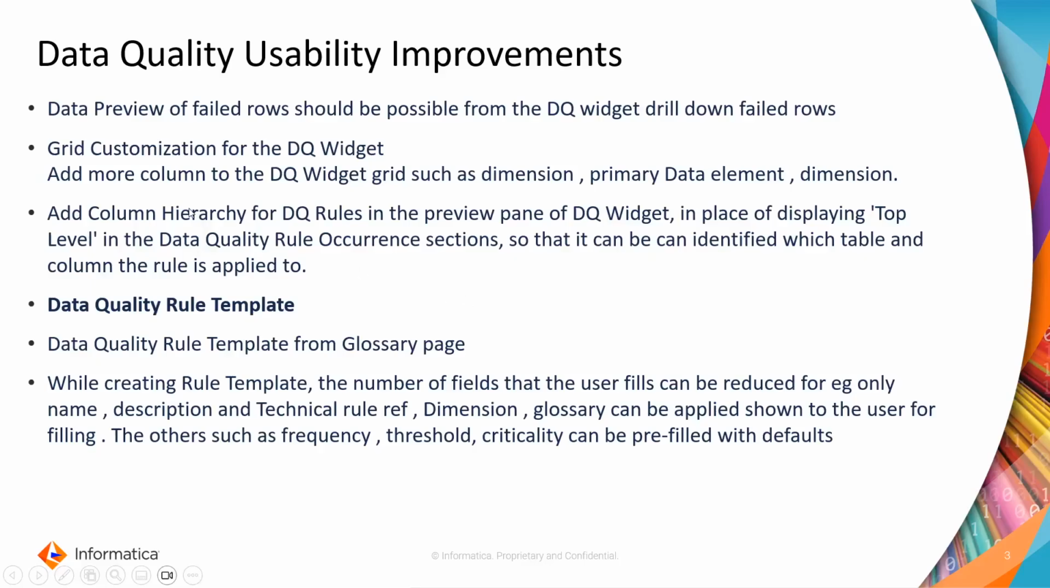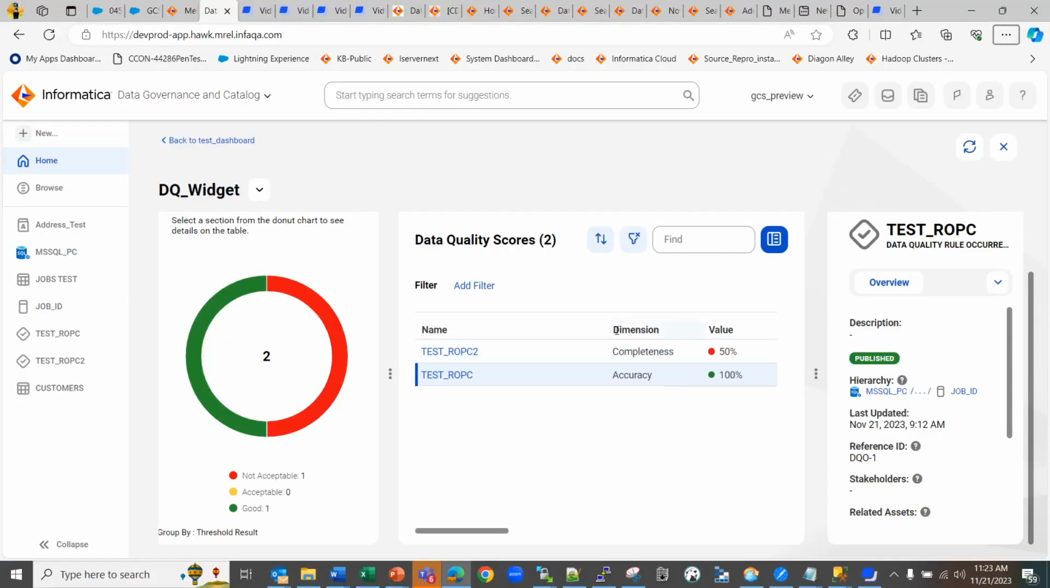Another change that came with the November release is that we can add more columns to the DQ widget as a part of grid customization. For example, new columns such as dimensions, value, total rows, failed rows, primary data element, etc. can now be seen from the DQ widget itself.